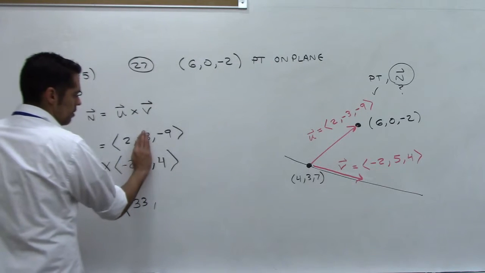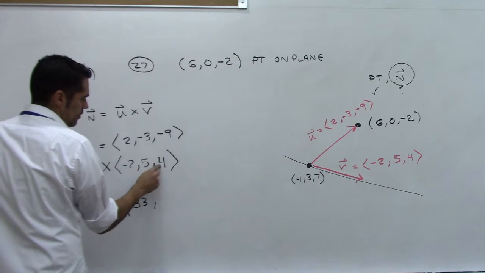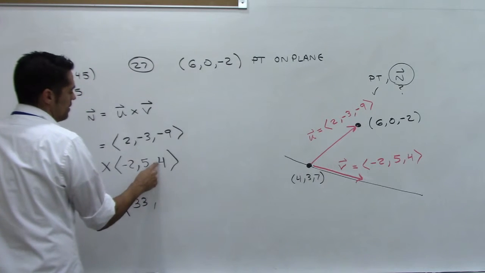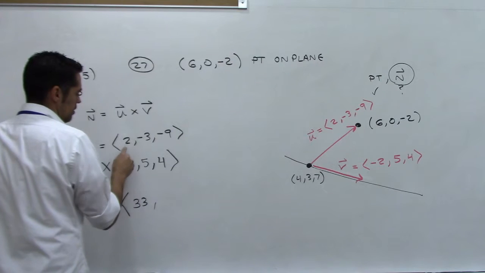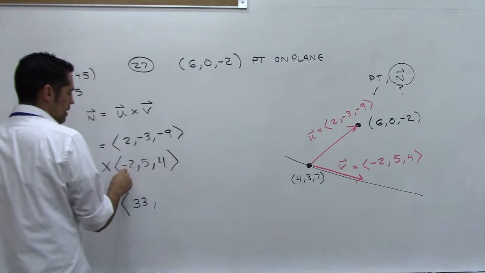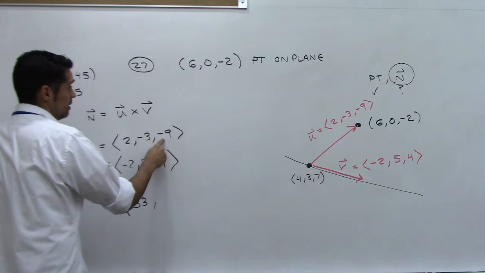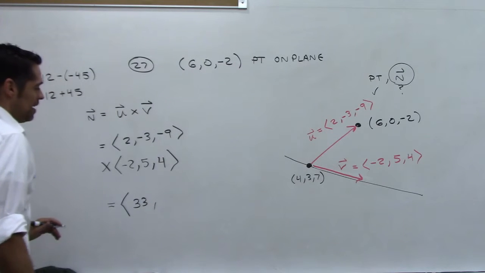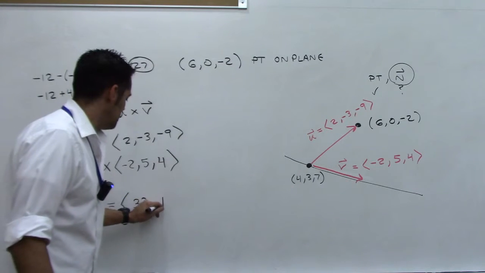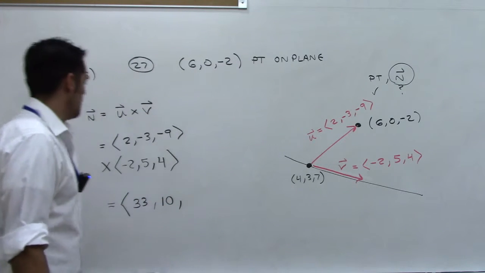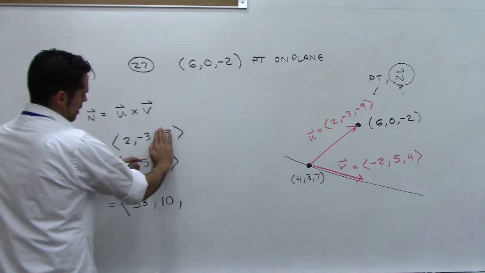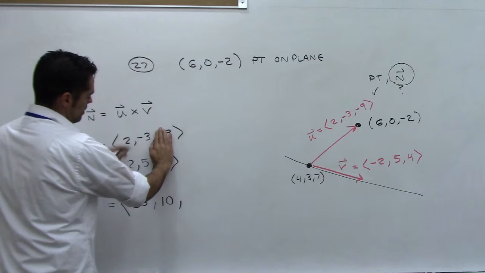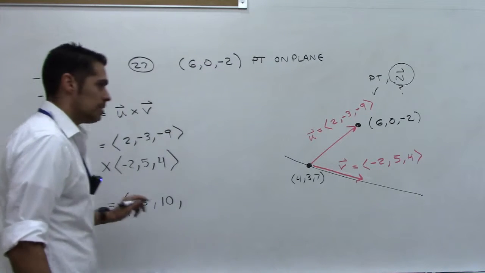Now I cover up the middle one. I get 2 times 4 is 8, and then I take away positive 18, right? So 8, take away positive 18 is going to be negative 10. But then I switch it to positive. And then I cover this up, I get 10, and then I take away positive 6, so that's going to be 4.